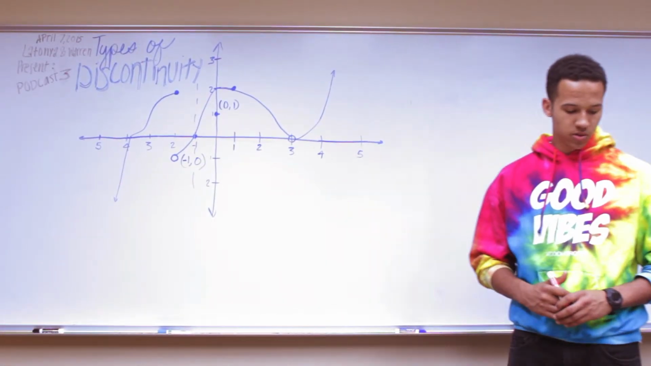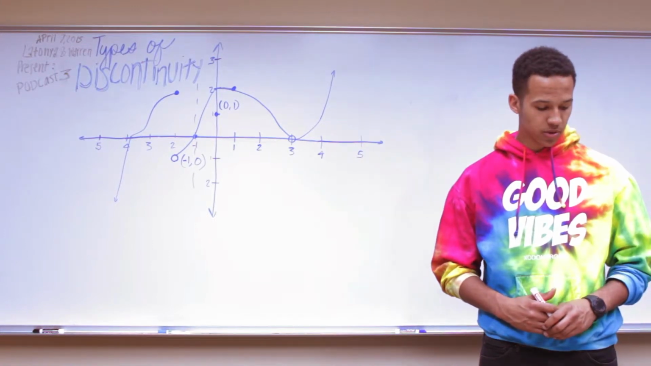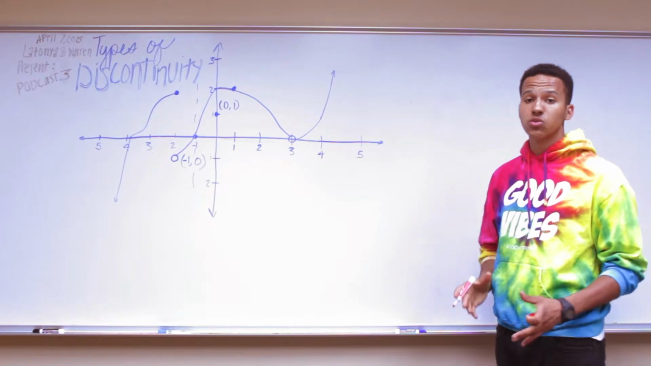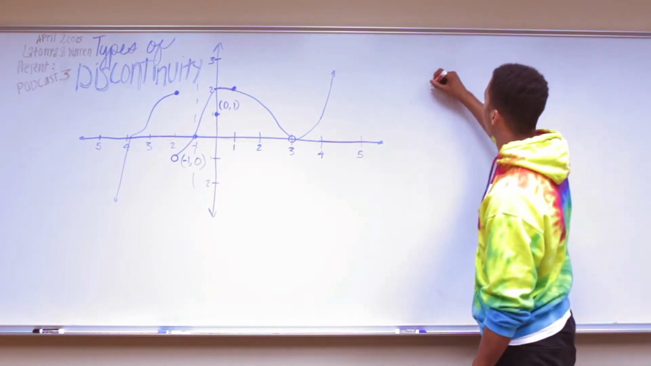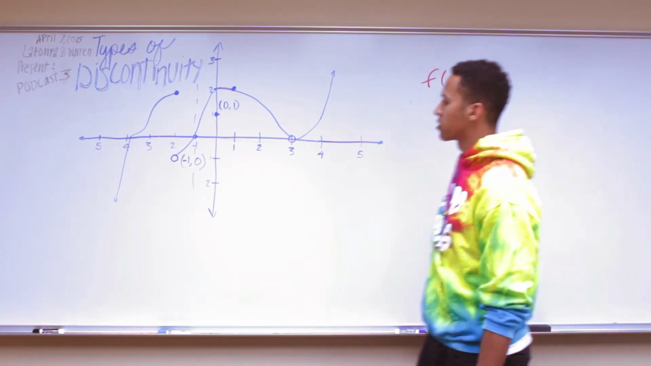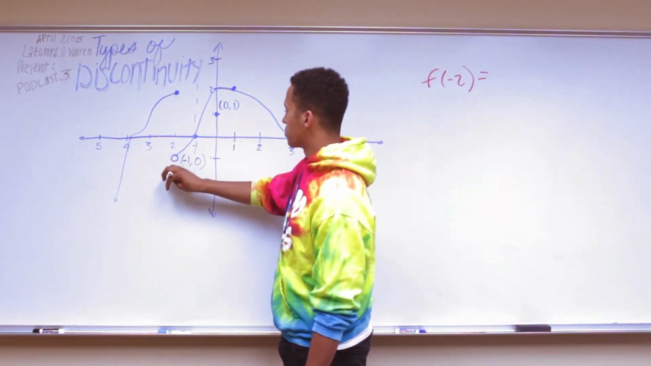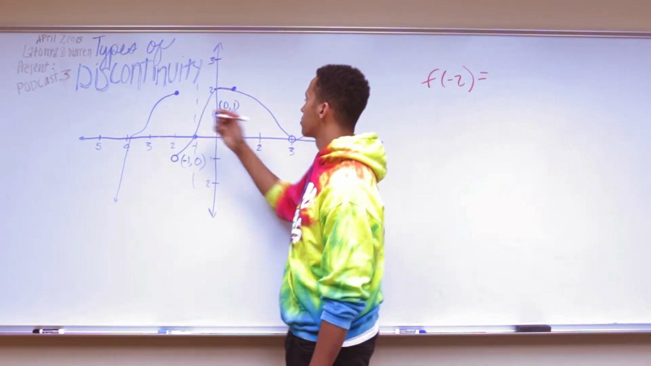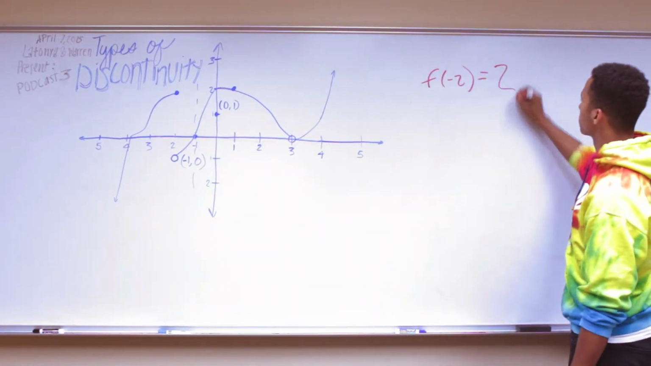All right, number 2. Use the continuity checklist to determine if the function is continuous at x equals -2. So the first thing we need to do is determine if the function exists. So f of -2, let's find -2 on the graph. -2 is here, it does exist, and it is at 2. So f of -2 equals 2.